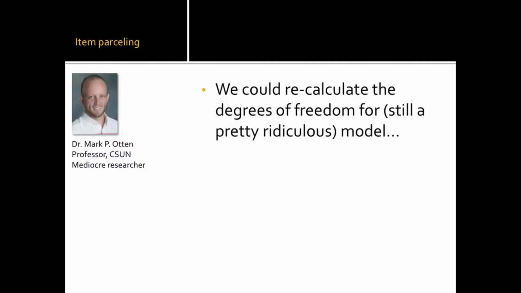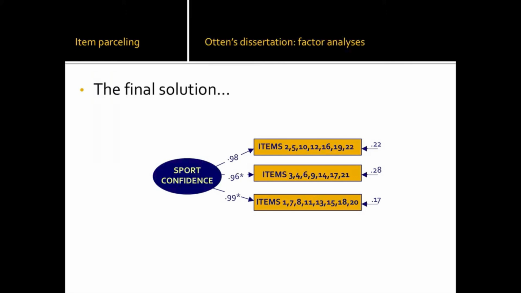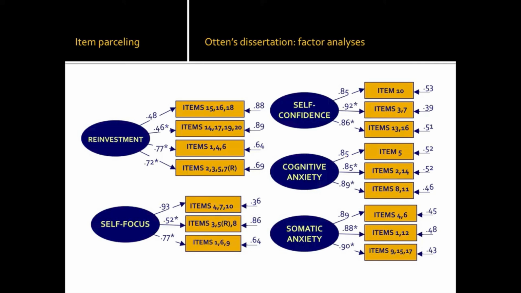But you guys can practice that on your own if you'd like to refresh your degrees of freedom calculation skills. Let me just show you the final solution here. This was the sport confidence scale with extremely high factor loadings, and those are your item parcels. The first item parcel there was an average of items 2, 5, 10, 12, 16, 19, and 22, and you can see the other 2 are also averages. This was the 22 item scale, parceled down to 3. For reinvestment, we got it down to 4 for self-focus, and the others 3 each.